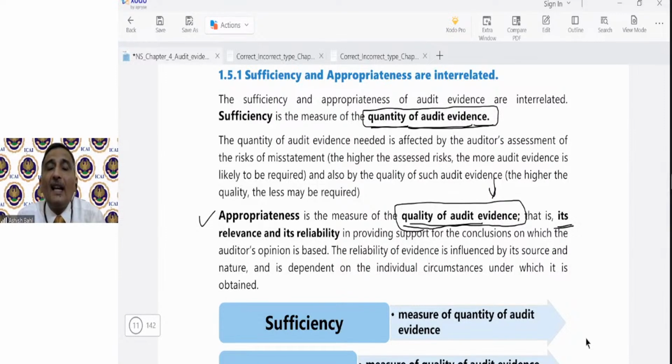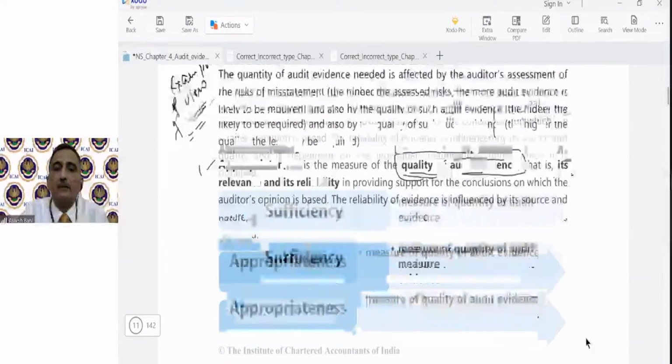So appropriateness is a measure of quality of audit evidence. Both these terms, students, are very important, and from the exam point of view also, these terms are very important. Many times questions have been coming from sufficiency and appropriateness. 2 mark correct incorrect type is also coming, and MCQs are also coming.